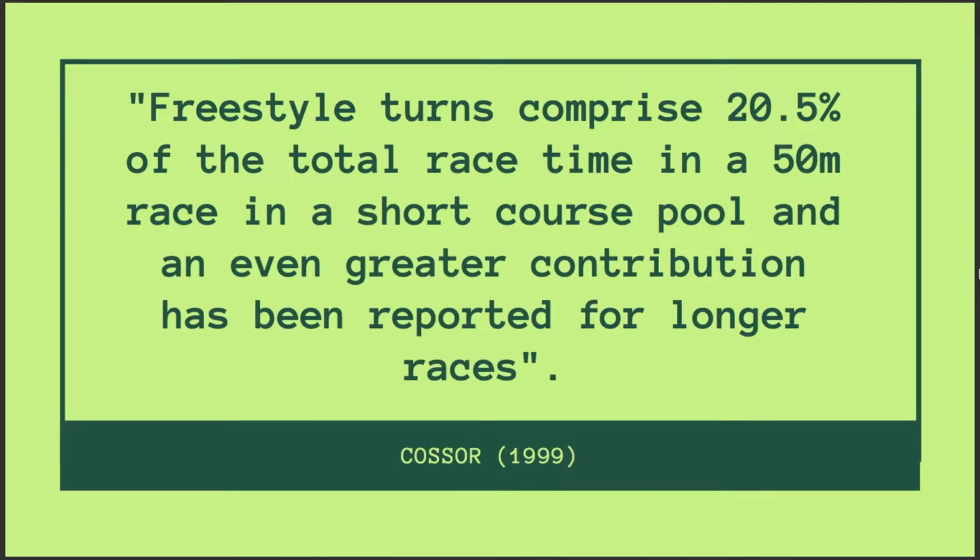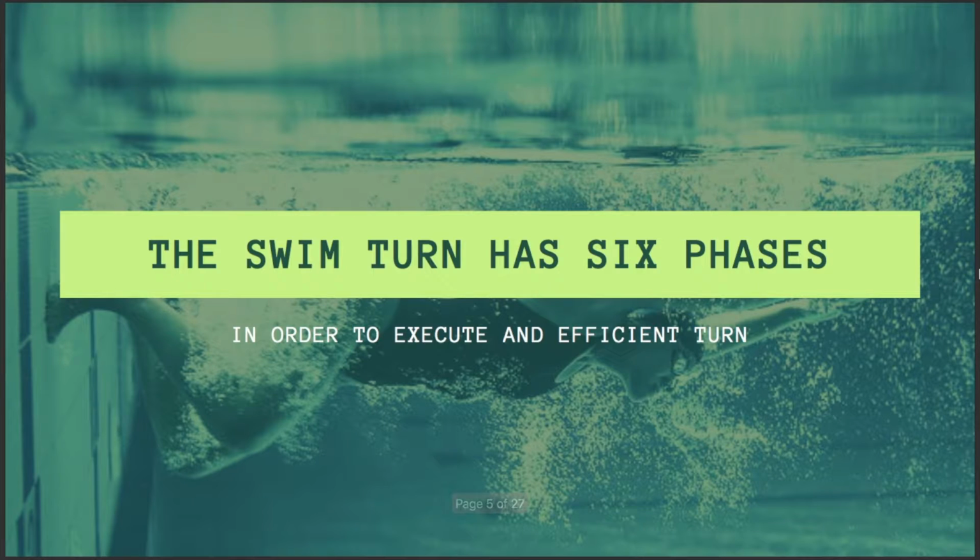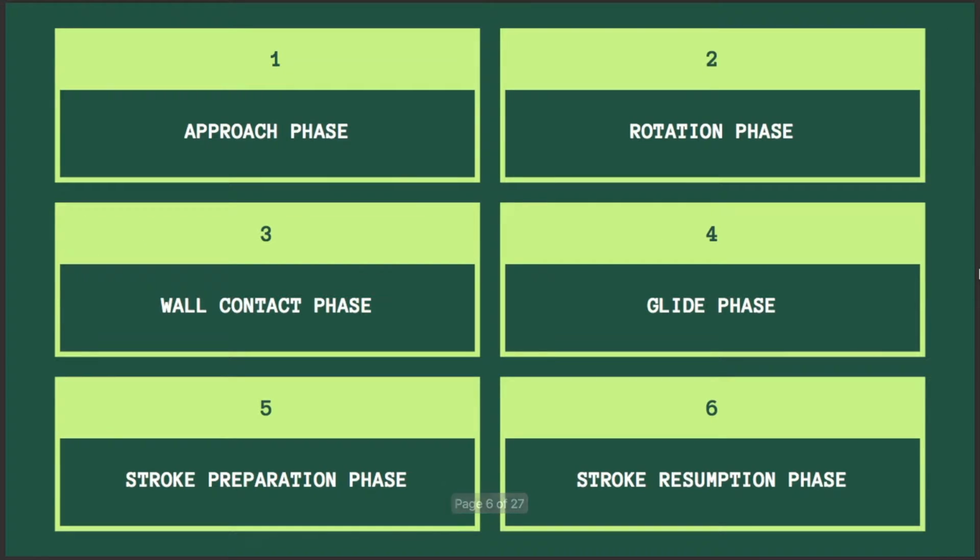As Koster says, freestyle turns comprise 20.5% of the total race time in a 50 meter race in a short course pool, and an even greater contribution has been reported for longer races. The swim turn has 6 phases in order to execute an efficient turn. First, the approach phase, followed by the rotation phase, and then the wall contact phase. In fourth place is the glide phase, followed by the stroke preparation phase, and at the end, the stroke resumption phase.